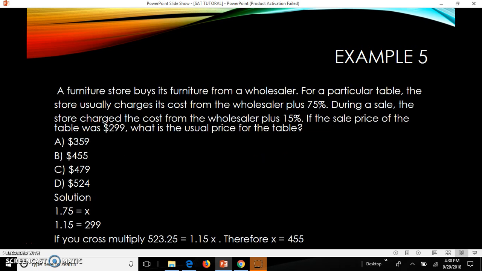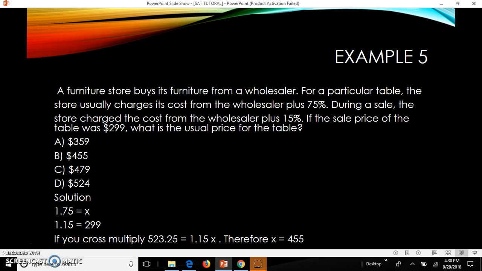Example 5. A furniture store buys its furniture from a wholesaler for a particular table. The store usually charges its cost from the wholesaler plus 75%. During a sale, the store charged the cost from the wholesaler plus 15%. So if the sale price of the table was 299, what is the usual price?